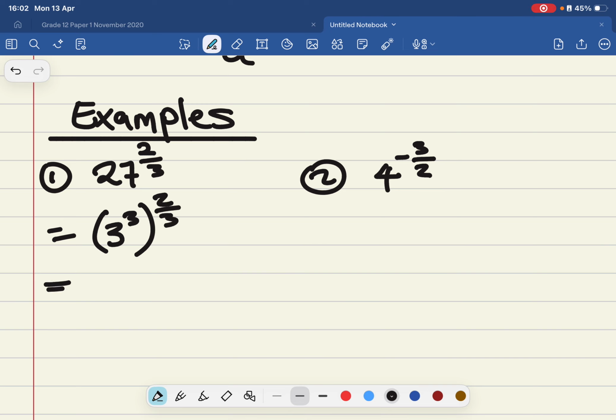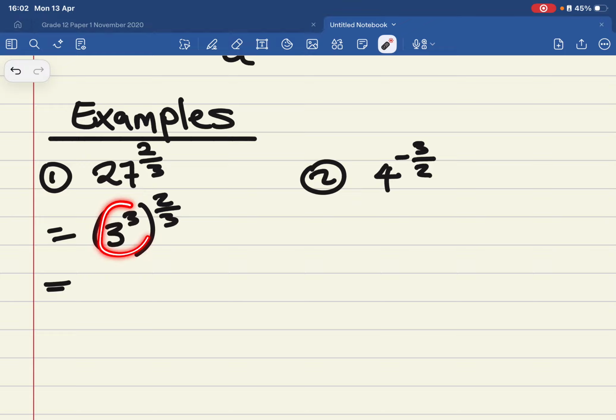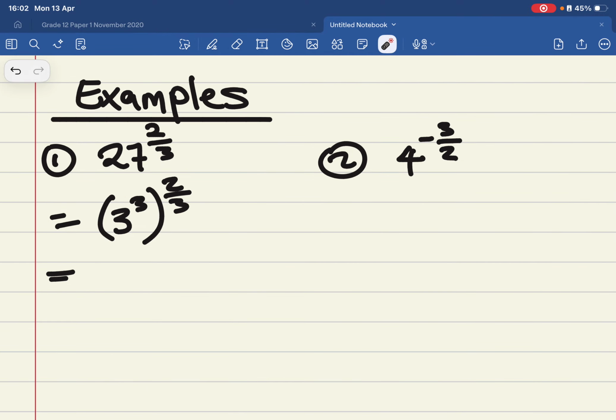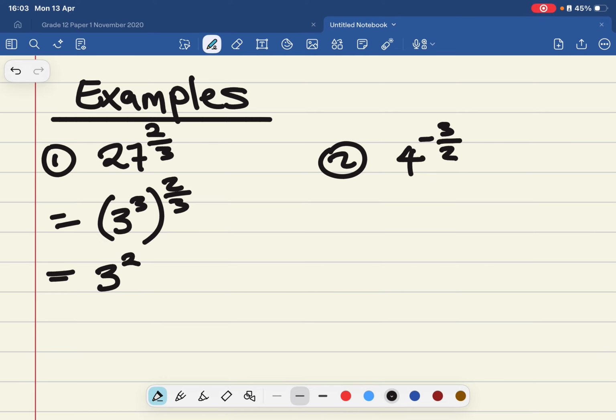Now we are raising this thing, which becomes a power, to another power. So this bracket can serve as a base, and this one will serve as an exponent. Basically we are raising a power to a power, which is law number 3. So what did I say? Keep the base, and multiply the exponents. 2 over 3.